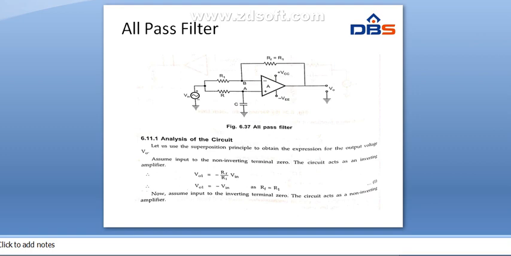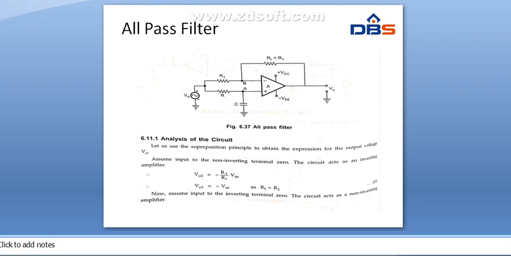So here assume input to the non-inverting terminal 0. The circuit acts as an inverting amplifier. Then the output becomes V01 equal to minus Rf by R1 into Vin. So in the inverting amplifier, the gain is minus Rf by R1. So the output voltage is minus Rf by R1 into Vin. If Rf equal to R1, then V01 is minus Vin.